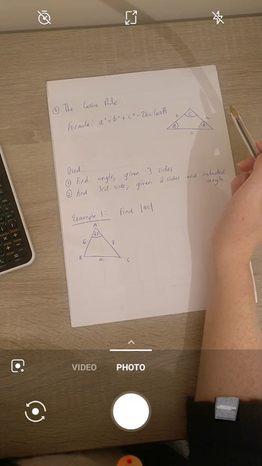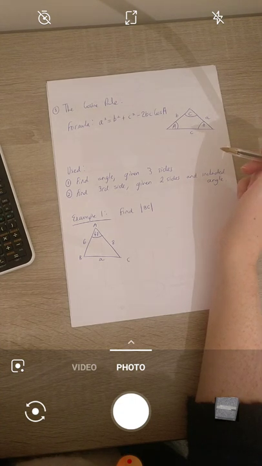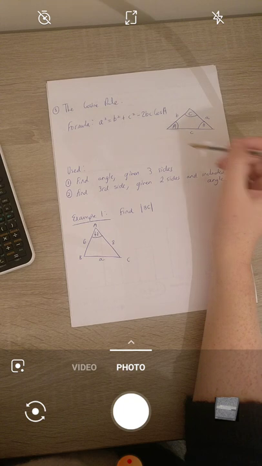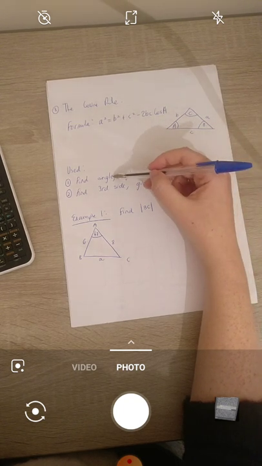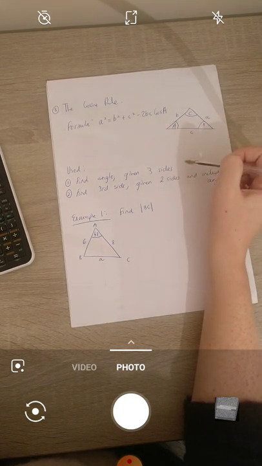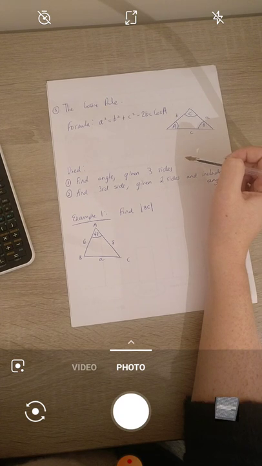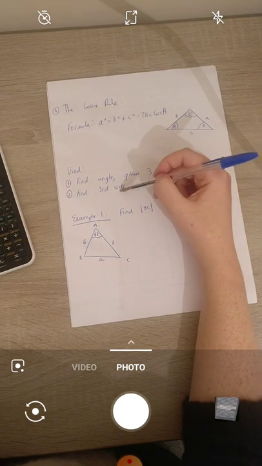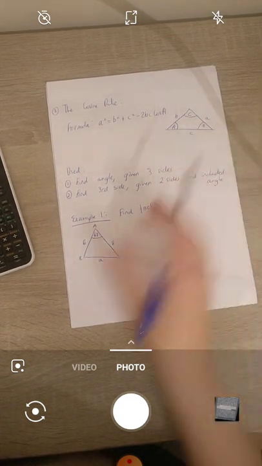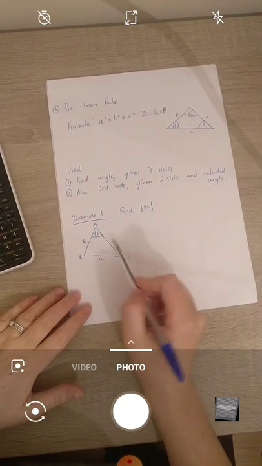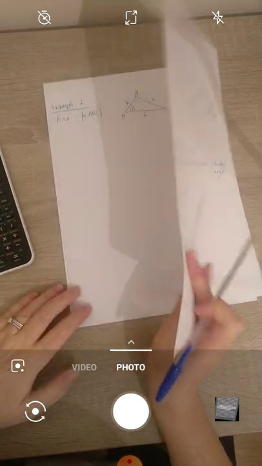Now, there are two times you're going to see this being used. So first of all, to find the angle where you're given the three different sides. And the second one is to find the third side when you're given the two sides and the included angle. Remember, the angle in between again.